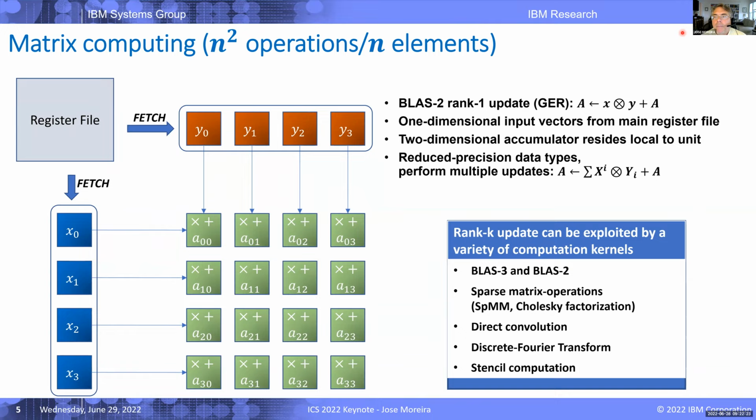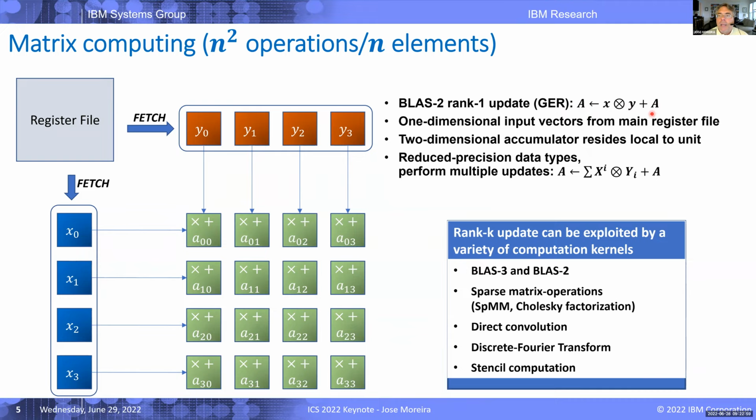This operation, the outer product, is generalized into a BLAS2 operation called the rank one update, the GER. Some people know about the GEMM or the GEMV, but the GER is also a BLAS operation. When you look at the instructions that we named in Power10, we actually named them GERs. People talk about GER instructions inside IBM. It may be an unusual name, but it came from the BLAS2 operation, which is an outer product of two vectors, X and Y, added to a matrix A.